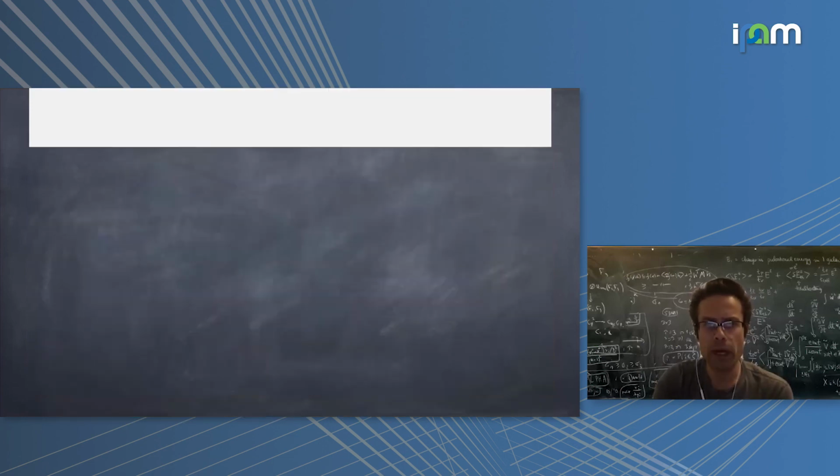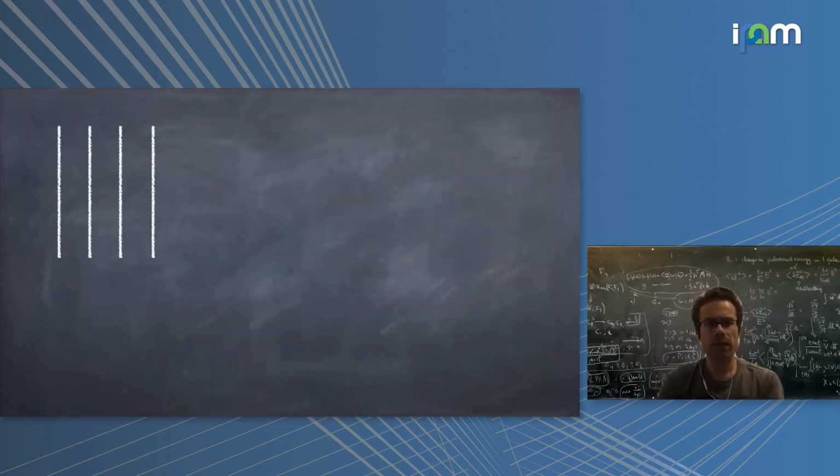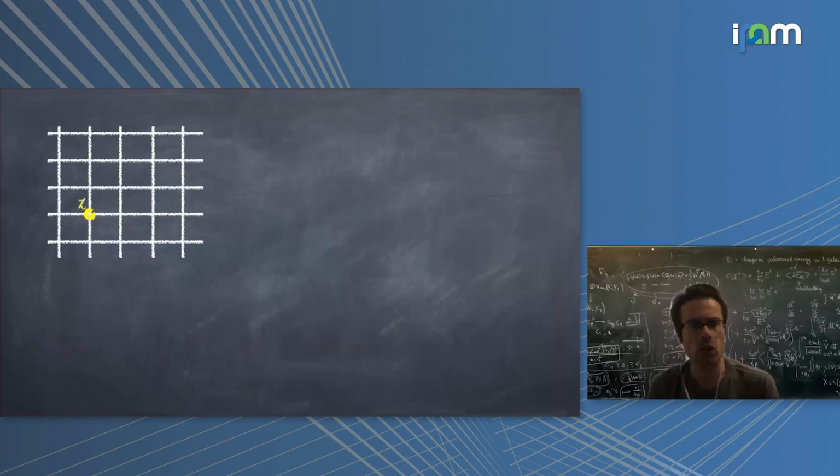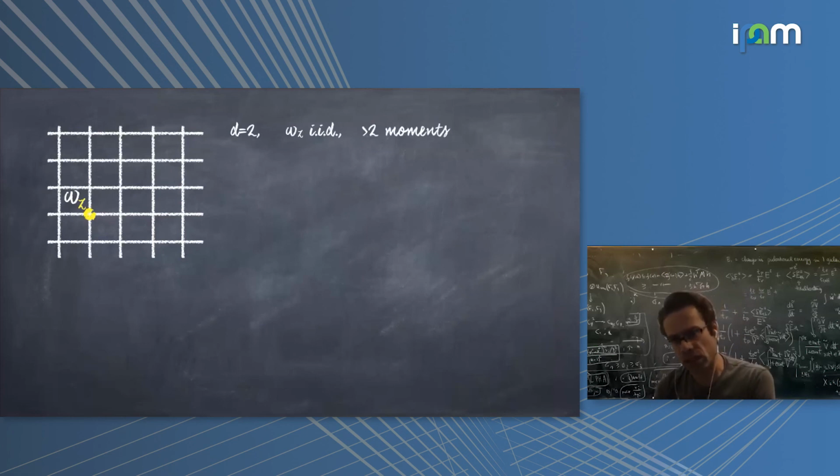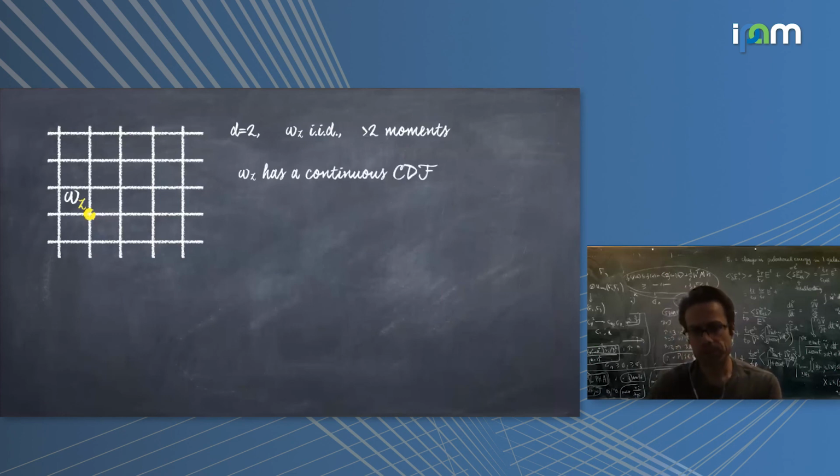Okay, so what is the model that I'll be considering? So that's last passage percolation. It's two-dimensional. I have the two-dimensional square lattice. At each point on the lattice, I put a weight, a random variable that I'm going to call weights. These weights are going to be i.i.d. They're going to have strictly more than 2 moments. And I'm going to assume a continuous distribution.